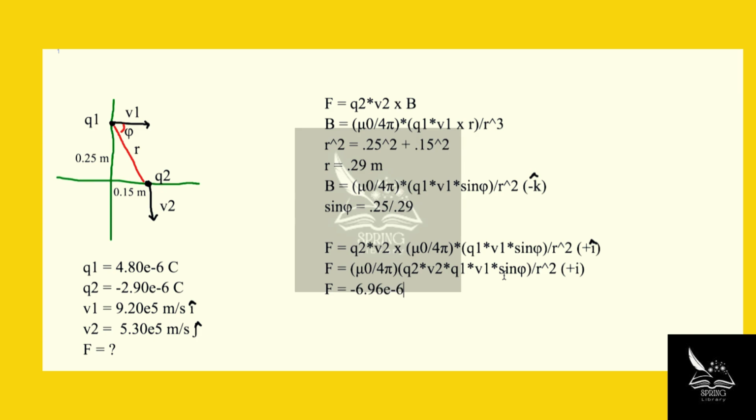So when we plug this all in, we should end up with a minus 6.96 times 10 to the minus 6. And again, this is the i hat direction. So what this negative sign does is essentially says that since Q2 is negative, instead of having a force in the plus i direction, it's actually in the minus i hat direction. So we have a force with magnitude 6.96 times 10 to the minus 6. This is in newtons. And again, it will be in the minus i hat direction, or the negative x direction.